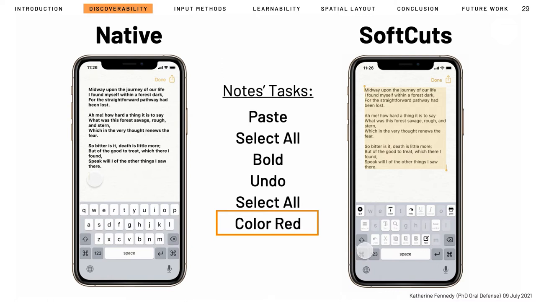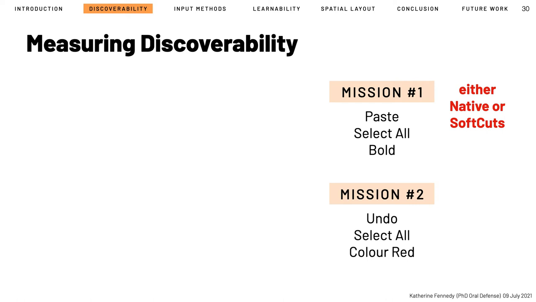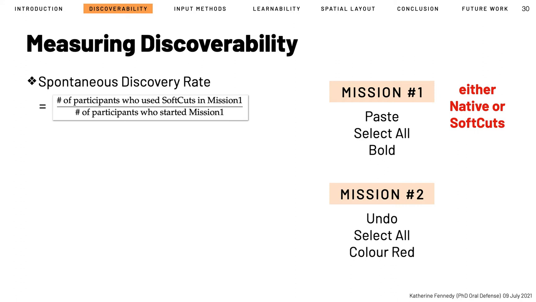The tasks were split into two missions. To complete mission 1, participants could either use the native or the SoftCuts approach. We wanted to see if users spontaneously discover SoftCuts without any pressure to do so. So this is our first measure, and it is similar to that conducted by Appert and Gogui. If participants fail to complete this mission, they would not proceed to mission 2.